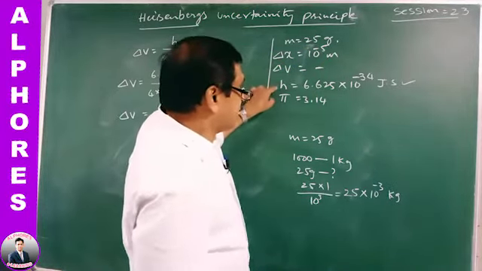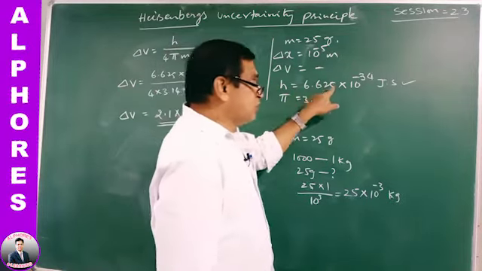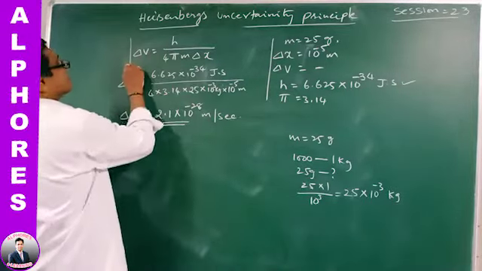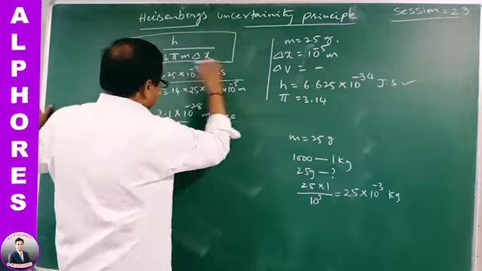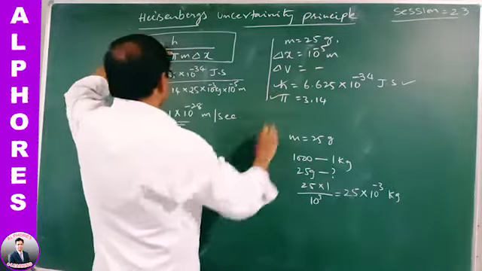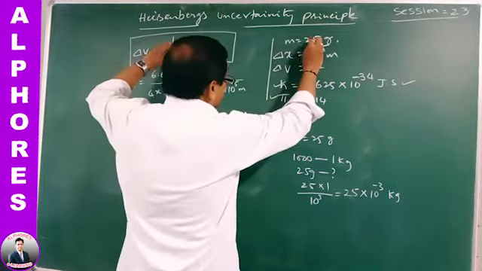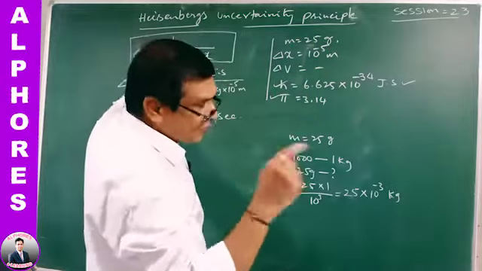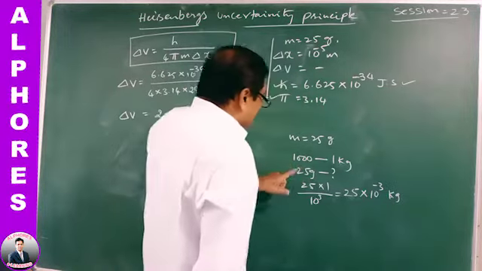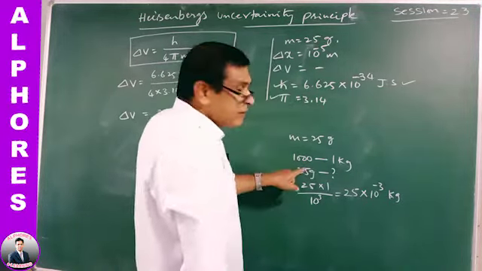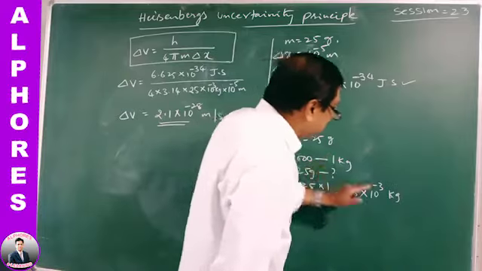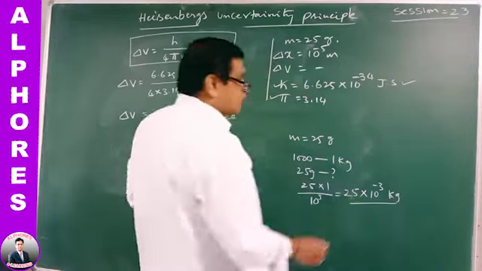We understood that Planck's constant value is 6.625 into 10 to the power minus 34 joule seconds, and we know the pi value. Now this is the formula for us. H is Planck's constant, pi is 3.14. Mass of the particle is 25 grams, and it must be considered in kg. 1000 grams is equal to 1 kg. So 25 grams is equal to 25 into 1 by 1000, that is 10 cube. When it goes up it becomes minus 3. So this is 25 into 10 to the power minus 3 kg.